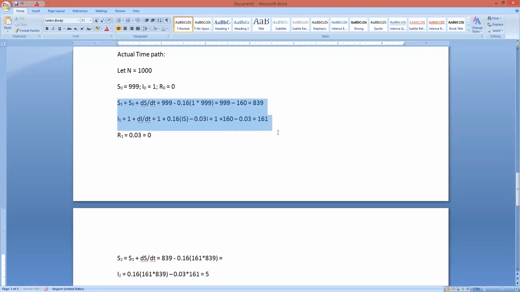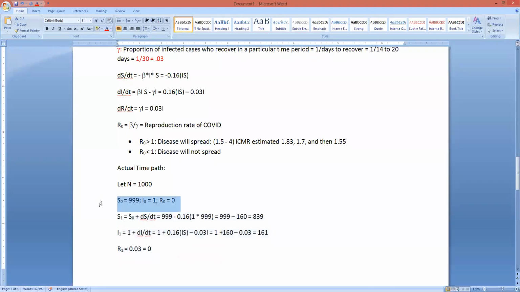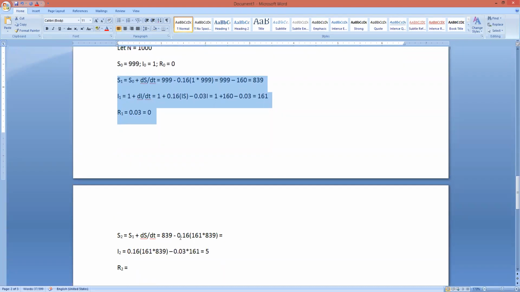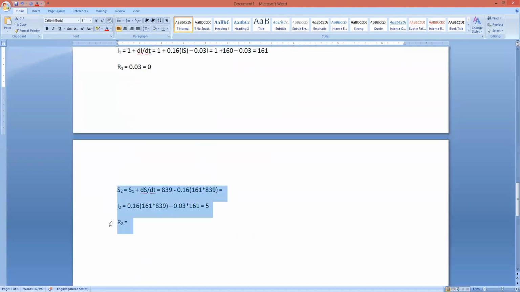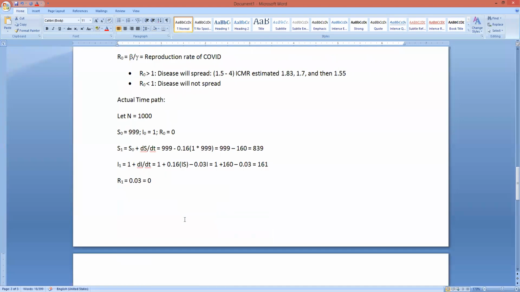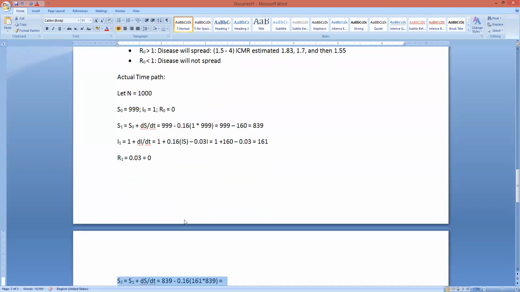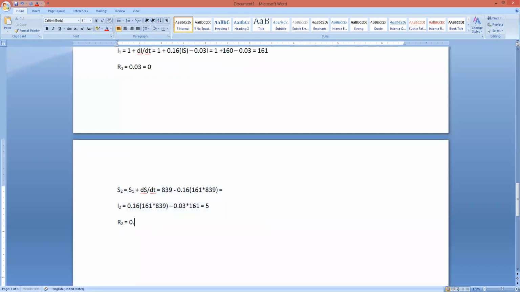We start off with S0. This is the spread of the disease in the first period. This is the spread of the disease in the second period. So we can go on like this. S3 will be S2 plus dsdt and so on.